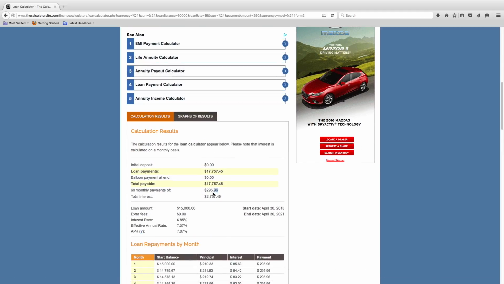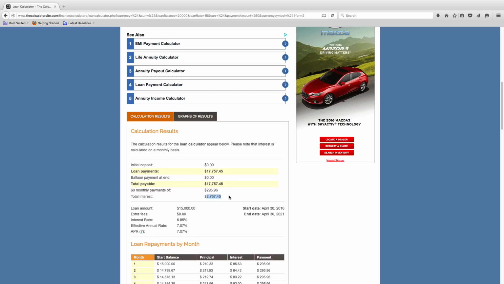All right, so we've got $295.96, and we've got a total interest of $2,757, and a total loan amount of $17,757.45. All right. Now, while that's not nearly as bad as some of the rates that we saw last time, still $2,700 in interest. That's not good.